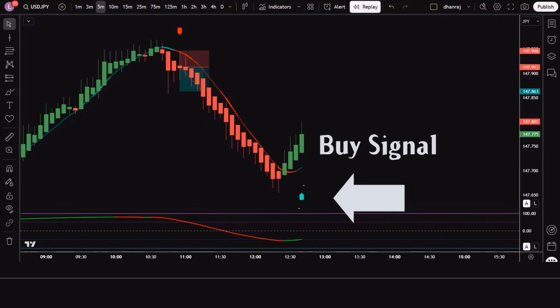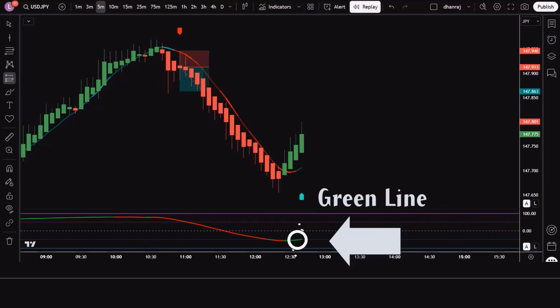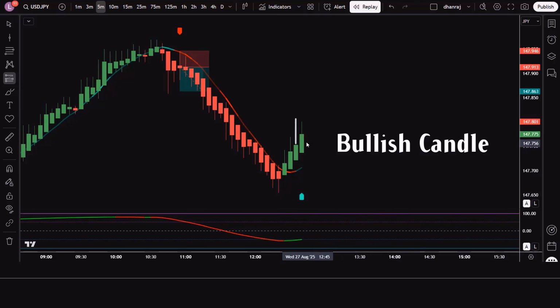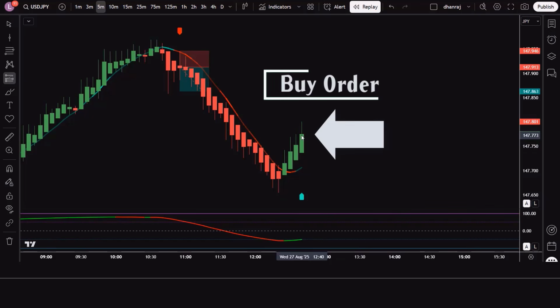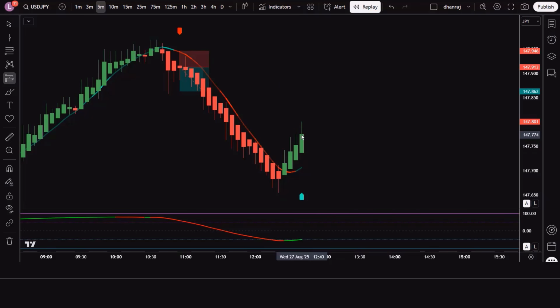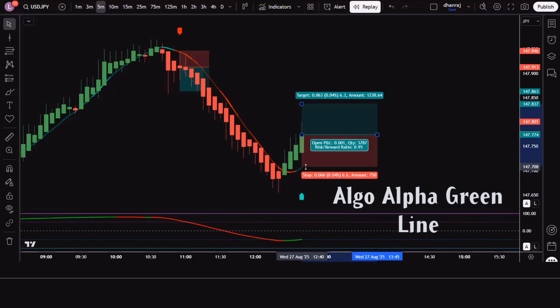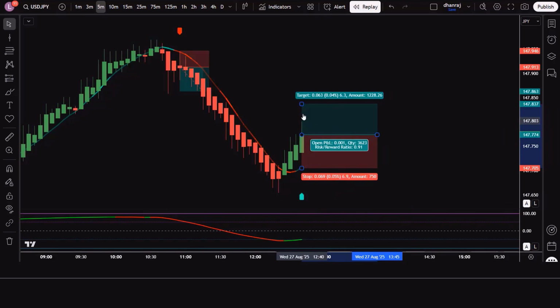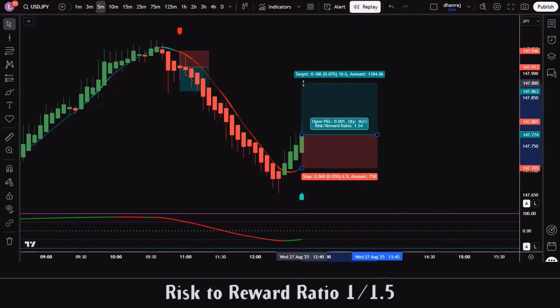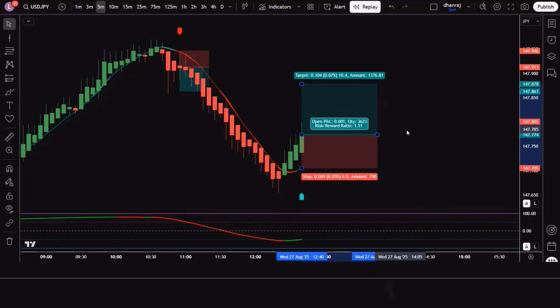When the Smooth Gaussian Trend Filter indicator gives us a buy signal, when the CT Reverse Shand Momentum Oscillator indicator shows a green line, and when the market forms a bullish candle, if this condition is fulfilled, then we will place a buy order. Our stop loss is to be placed at the algo alpha green line. And the risk to reward ratio will be 1:1.5.